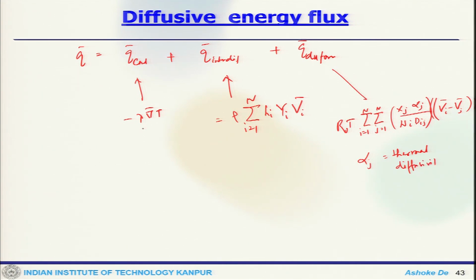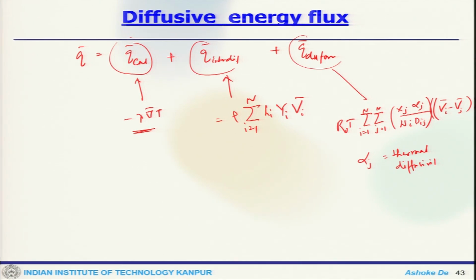So, this conduction contributes due to the thermal gradient, interdiffusion is due to the species diffusion, and the Dufour effect is the heat flux due to gradient in species concentration. This is a counterpart of the Soret effect, which is also mostly negligible. This is the flux due to pressure gradient.